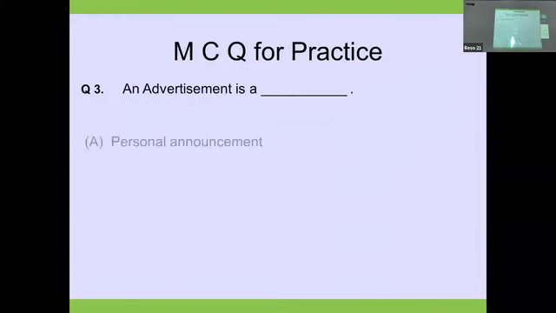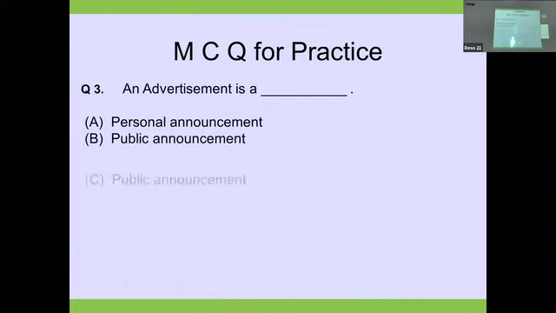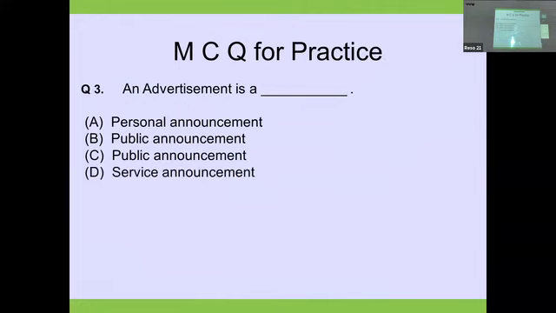An advertisement is a personal announcement, a public announcement. I wanted to change this. Yesterday also I faced this problem. Yes, the answer is an error from my side. It won't be there in the exam.